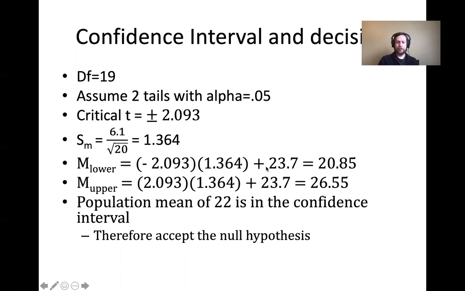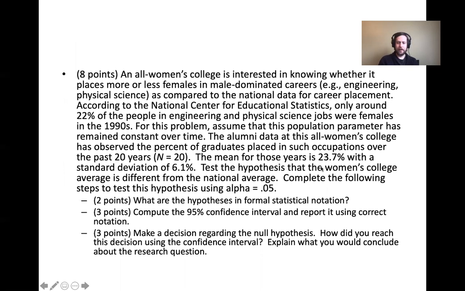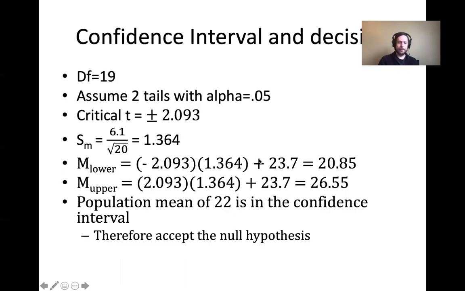And then we just add 23.7. 23.7 is our sample mean. Once again, that comes from right here. The mean of those 20 years is 23.7. That is our sample mean. You plug that in right there and just do the math. Then the lower bound is 20.85 and the upper bound is 26.55. I will point out that if I asked you which number is the very center of this confidence interval, the answer is 23.7. The number right in the center of this is 23.7.